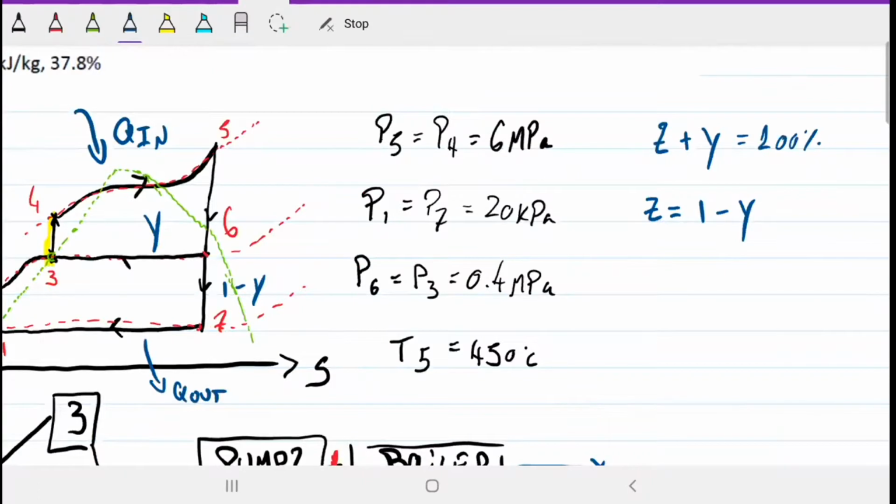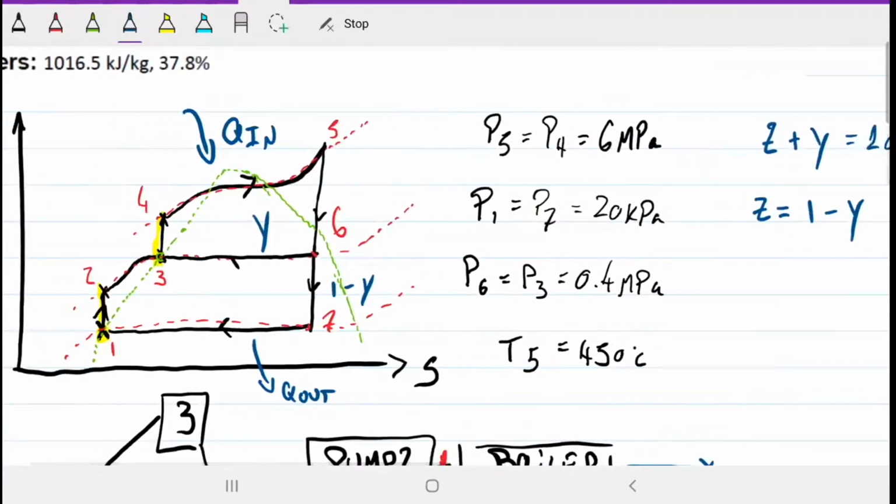Now the problem is that for the Q in, we have all of the mass flow rate of water going through, right? So when we're going from 4 to 5, all the mass of water is going from here to here. However, when we're going from 7 to 1, where the heat rejection takes place, we only have part of the water, because we know part of it went this way and the remaining went this way. Right, so the remainder of the water is down there and part of it is there. So we need to find what y is to be able to know the work.